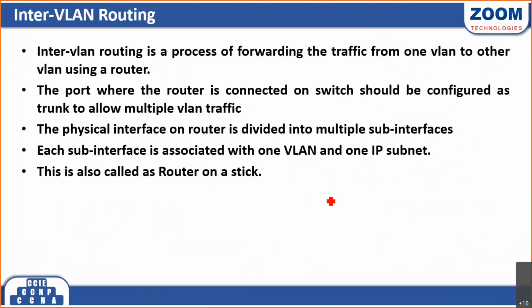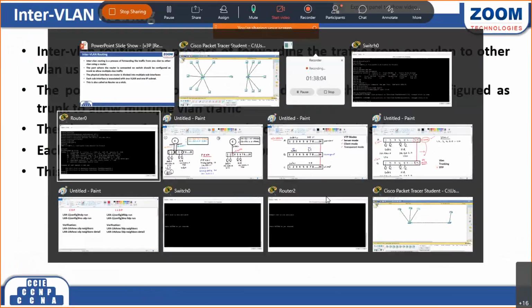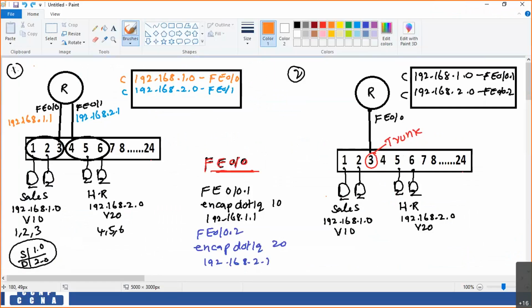And one more method is where a router is not required. Scenario 1, scenario 2, scenario 3, a router is not required. If we use a layer 3 switch, directly we can create interface VLAN 10 with an IP address and interface VLAN 20 with an IP address. It can communicate because the layer 3 switch maintains the routing table itself. Router is not required.